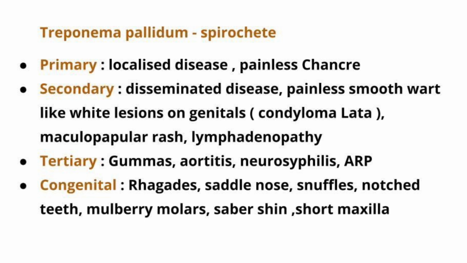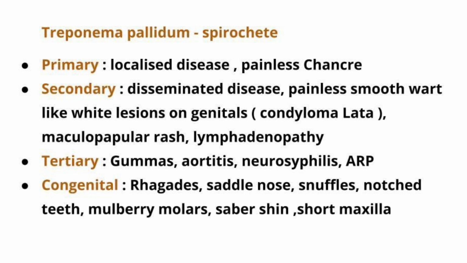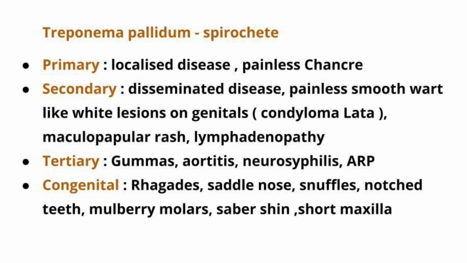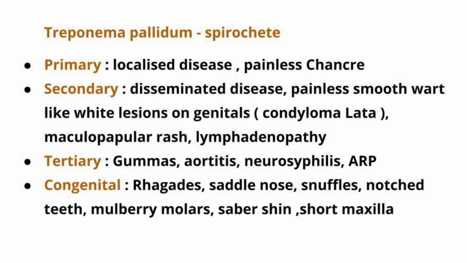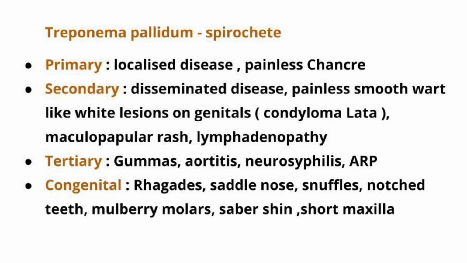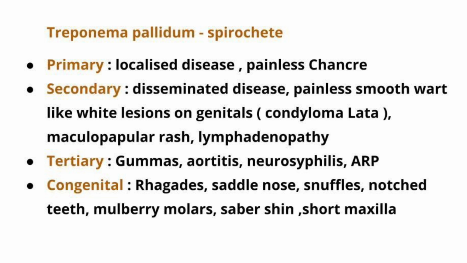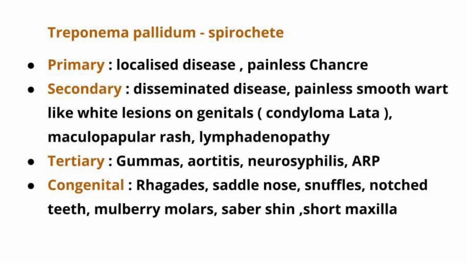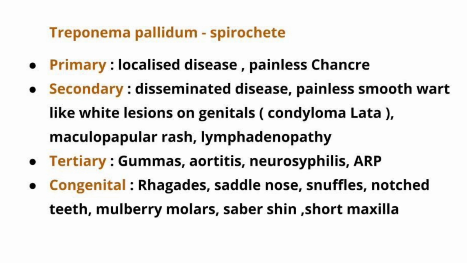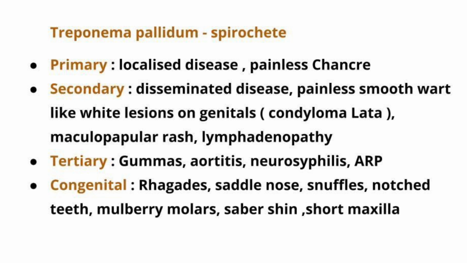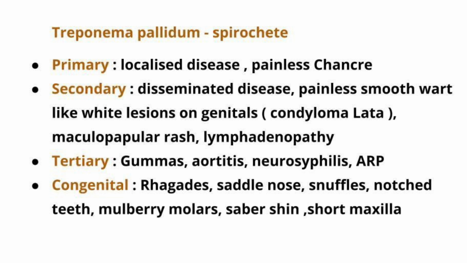Primary syphilis is a localized disease, and the characteristic lesion in primary syphilis is known as a painless chancre. In secondary syphilis, there will be disseminated disease and the presence of painless smooth wart-like white lesions on the genitals, which we have seen in this case, called condyloma lata. There will also be a maculopapular rash along with lymphadenopathy. Tertiary syphilis is characterized by gummas, aortitis, neurosyphilis, and also the Argyll-Robertson pupil. The ARP means the accommodation reflex is present and the light reflex is lost.